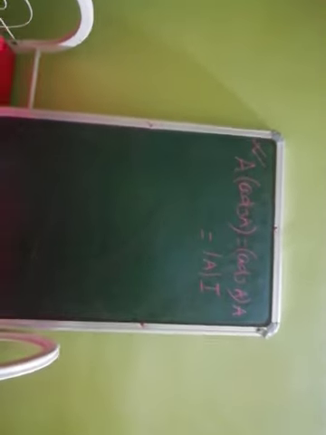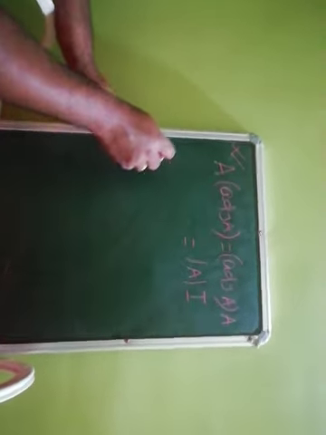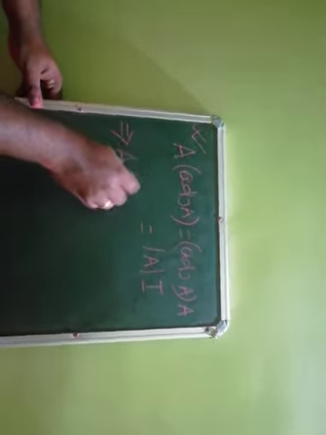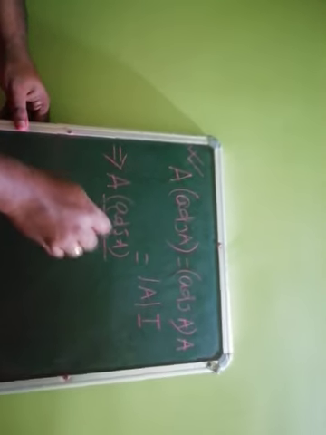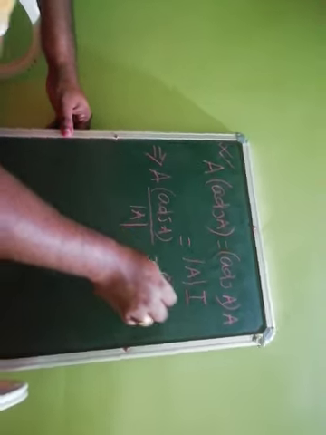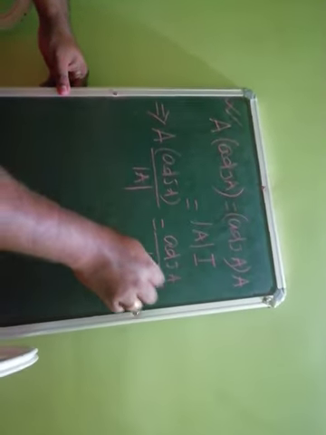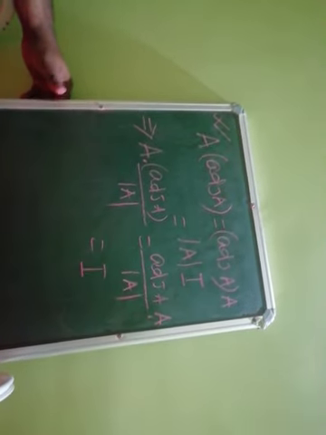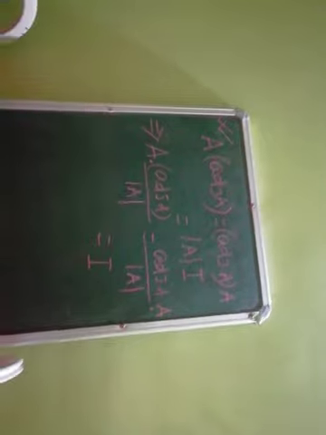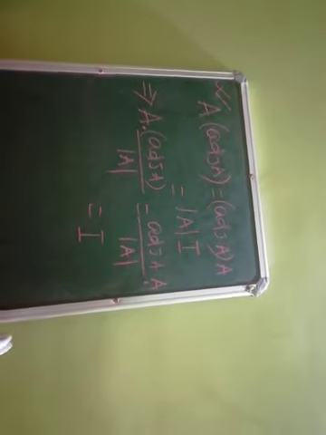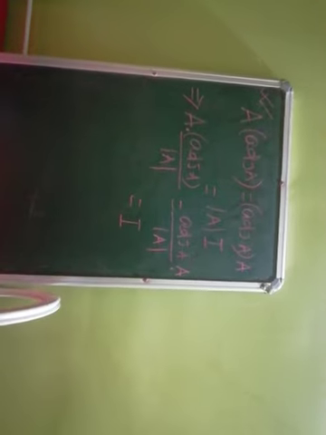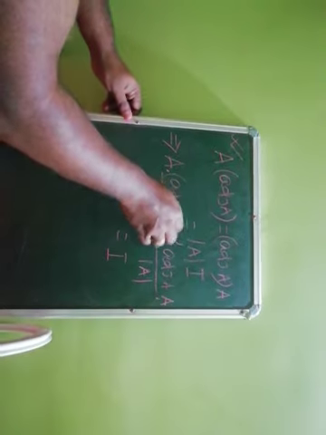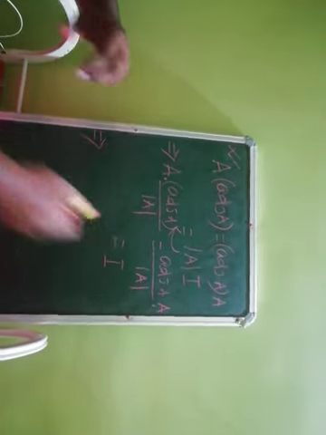Now if I am writing like this, I think there is no problem. A into adjoint of A by determinant of A equals adjoint of A by determinant of A into A, which is I. There is no problem in this. I have transposed the determinant of A from the left side to the right side. Now I am taking the determinant on both sides.